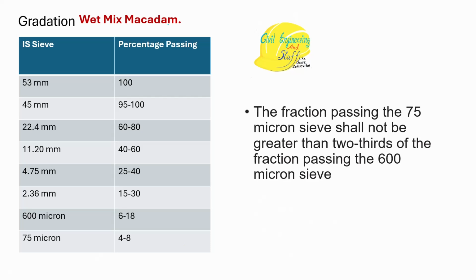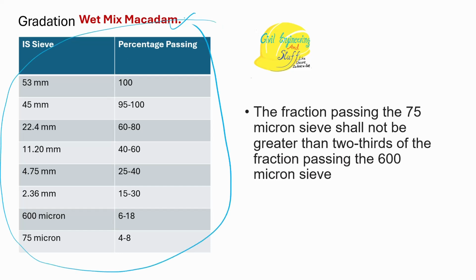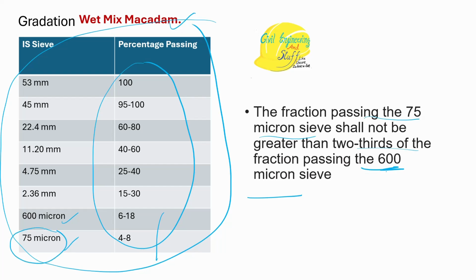Talking about the wet mix macadam, unlike WBM, we have only one single gradation, right? This is the overall gradation that the material should come out with. So we combine aggregates of different sizes to achieve this gradation. The material should lie in between this, and for the 75 micron sieve, a special note says that the fraction passing the 75 micron sieve shall not be greater than two-third of the fraction passing the 600 micron sieve, right? So there should be less 75 micron material with respect to the 600 micron material.